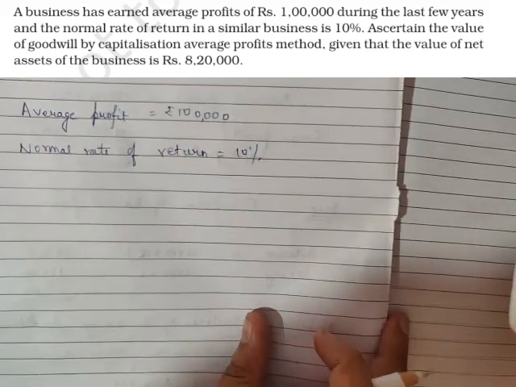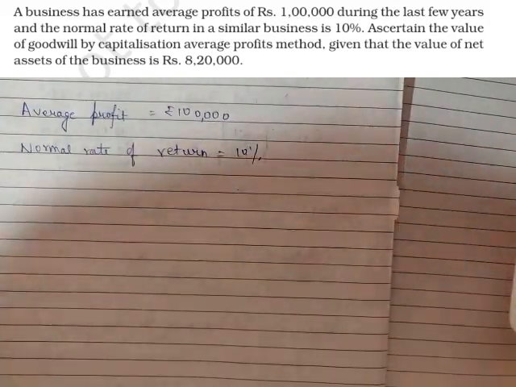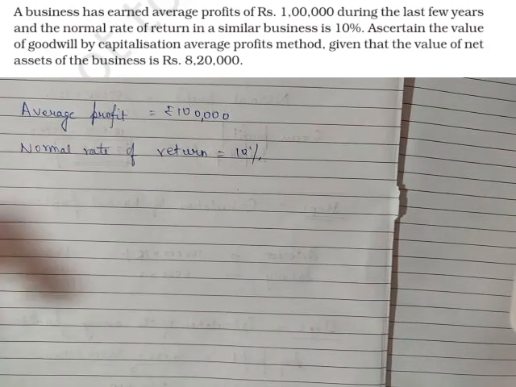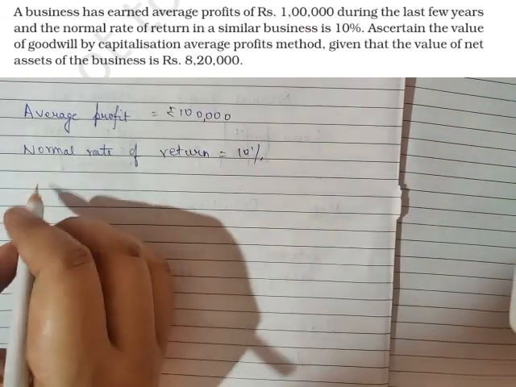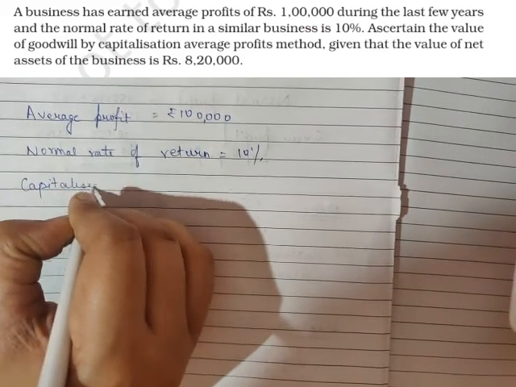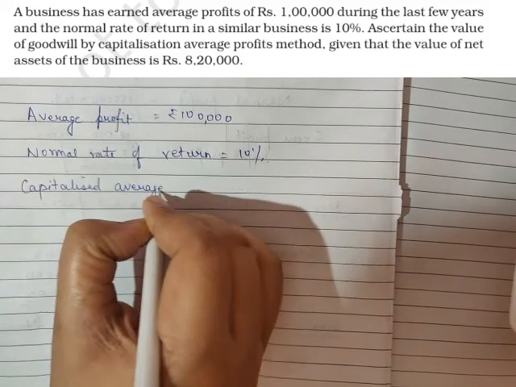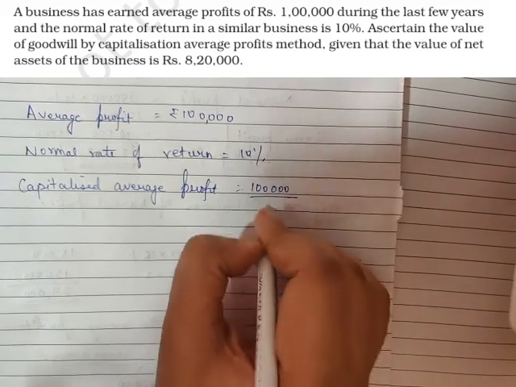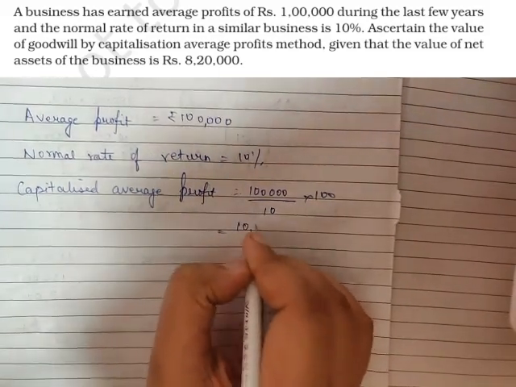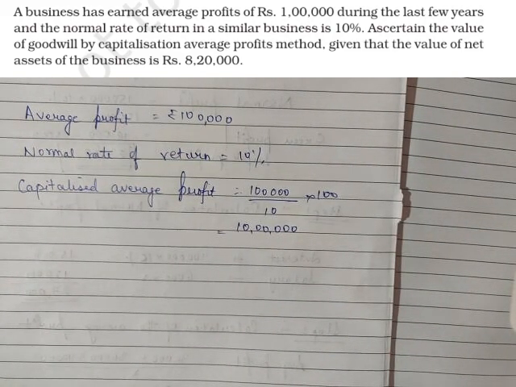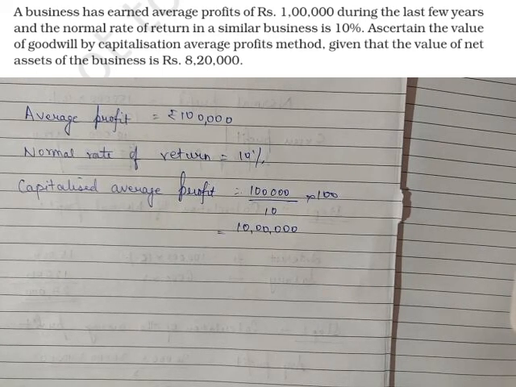So let us first find out what would be the capital employed if the 1 lakh rupees is a normal profit for the firm. So the capitalized average profit is 1 lakh by 10 into 100, which is 10 lakh rupees. So if the capital employed of the firm is 10 lakh rupees and the market rate of return is 10%, then the firm will earn an average profit of 1 lakh rupees.